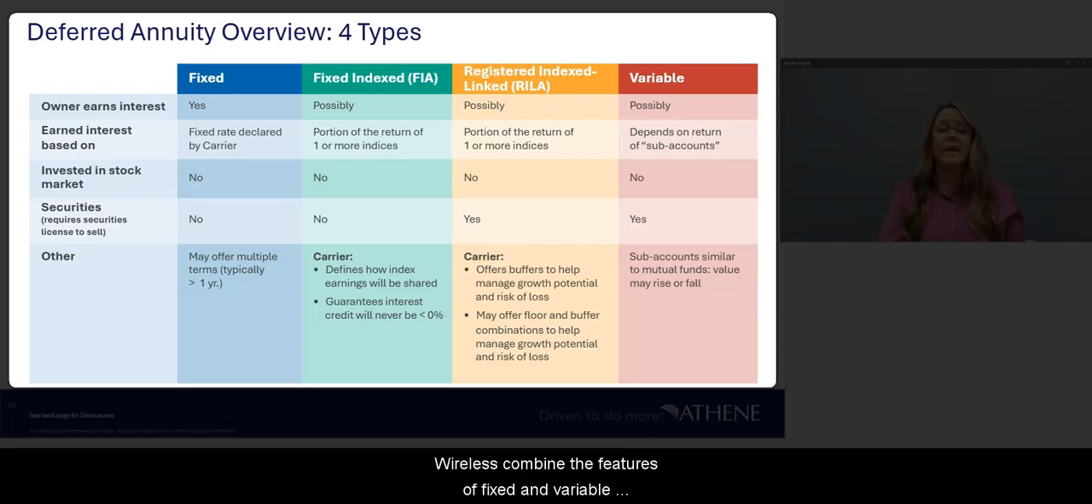RILAs combine the features of fixed and variable annuities, offering returns based on a market index with a level of downside protection. These allow the customer to choose a level of risk and potential return, making it a flexible option for different investment strategies. Variable annuities allow the client to invest in a variety of subaccounts, similar to mutual funds. These have potential for higher returns, though the returns depend on the performance of the chosen investment. This can lead to higher growth, but also comes with higher risk.